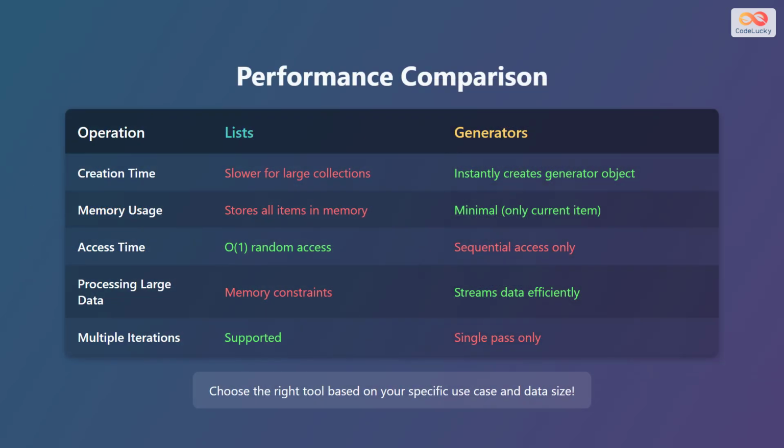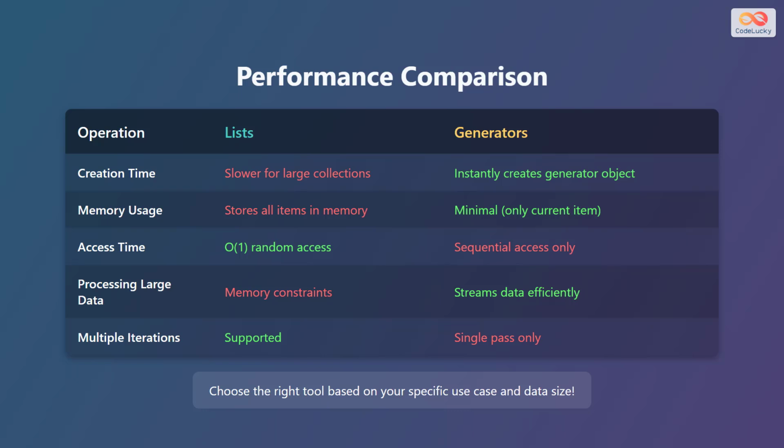Let's take a look at a performance comparison of lists and generators. Here's a table summarizing the key differences. For creation time, lists are slower for large collections because they need to compute and store all values immediately. Generators, on the other hand, instantly create a generator object. For memory usage, lists store all items in memory, which can be inefficient for large datasets. Generators are more memory efficient because they only store the current item.